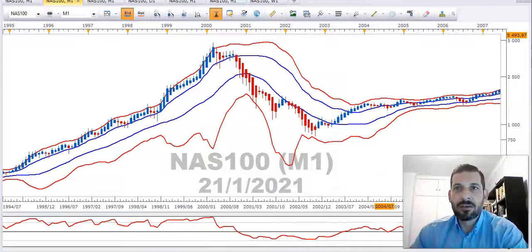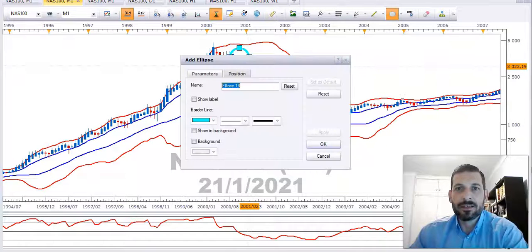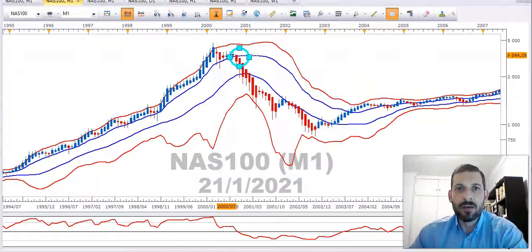On this chart we have the 2000 tech wreck. I want to just point out the conditions that took place for the market to sell off in 2000. First of all, we have the price action crossing from the high zone, which is the upper red line, upper blue line. It drops down into the zone between the two blue lines. That's condition 1.